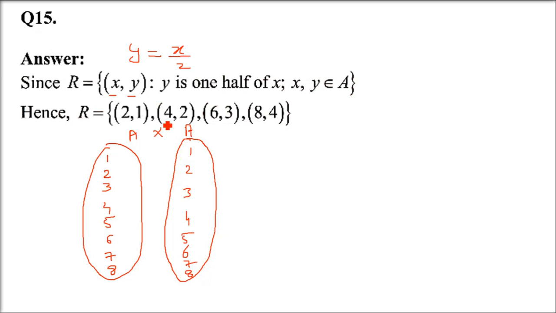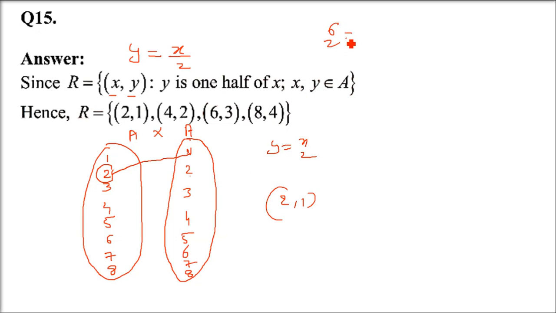Then we have to see which value of y is half of x. Whatever value you are getting in the second diagram should be half of the first one. So how do we relate? 2, 1. Because 2 divided by 2 is 1. So 2, 1. Now 3. 3 divided by 2, it is not there. There is no member in A.